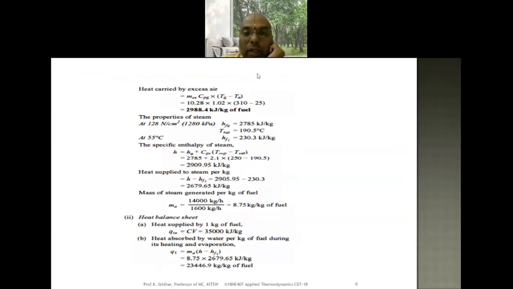The heat carried by the excess air is M_excess air into C_pg into (T_g minus T_a). That will be equivalent to 2988.4 kilojoules per kg of the fuel.